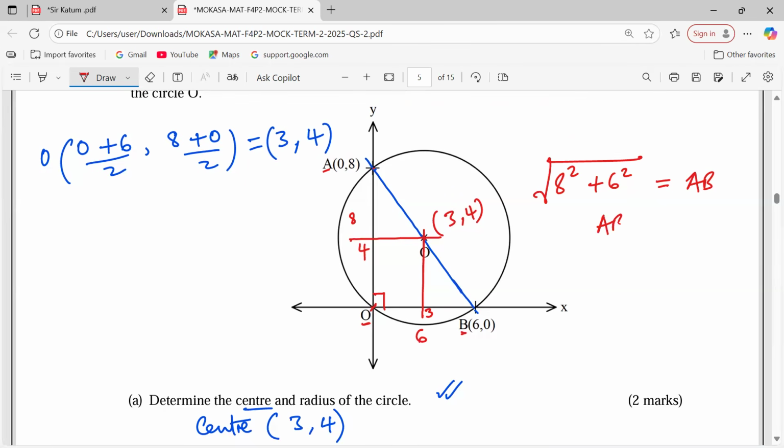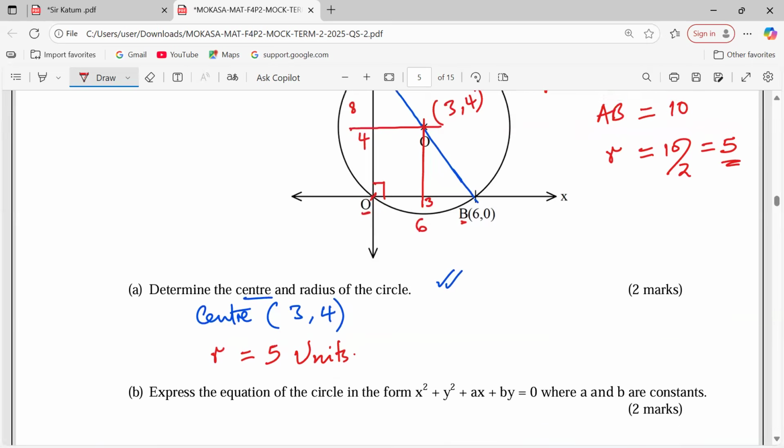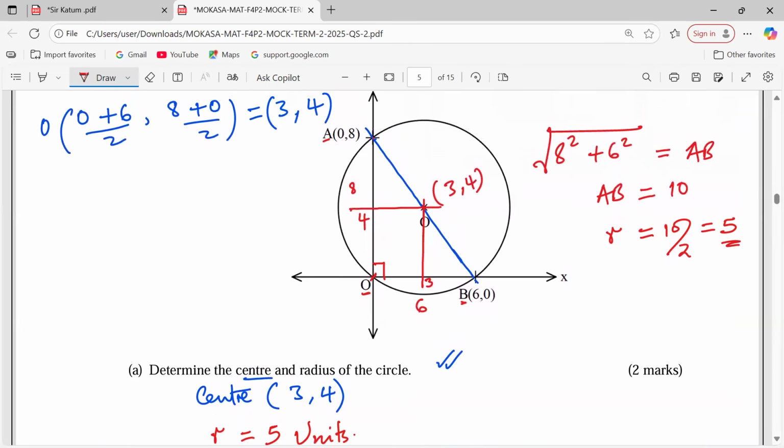So the length AB is 10, meaning that the radius will be equal to 10 over 2, which is exactly 5 units. The radius equals 5 units. With 5 units, there are very many methods again that we can repeat to get the same.